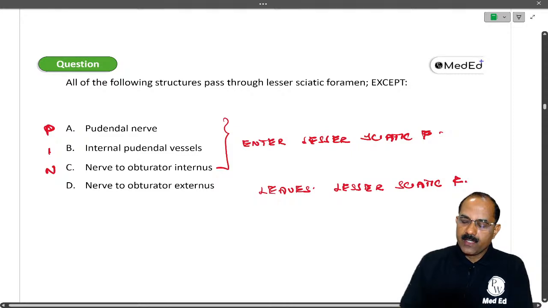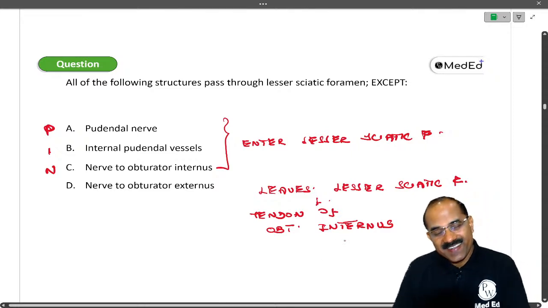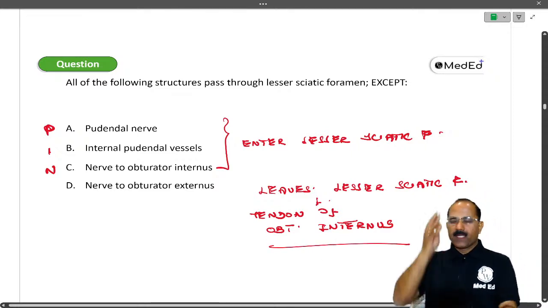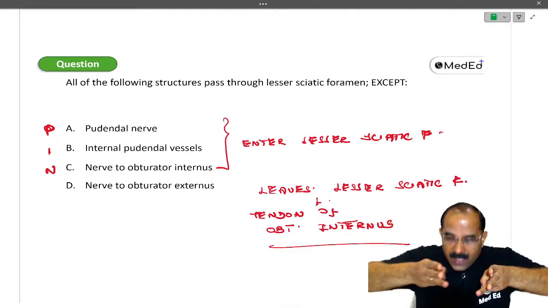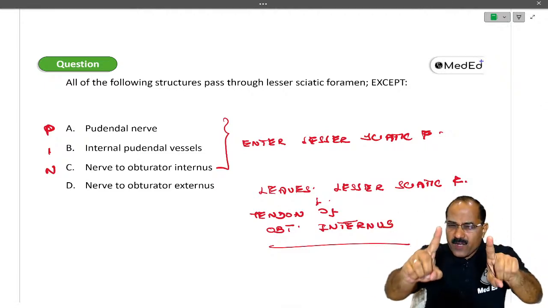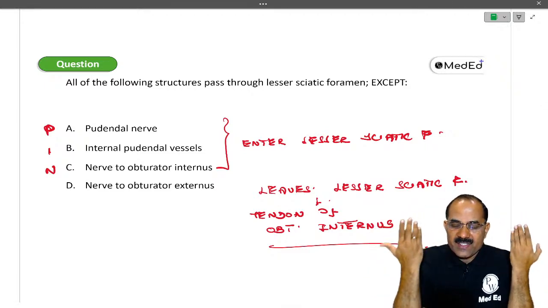The structure which leaves the lesser sciatic foramen is the tendon of obturator internus. Just remember this, children: three structures are going in the lesser sciatic foramen and one structure is coming out through the lesser sciatic foramen.